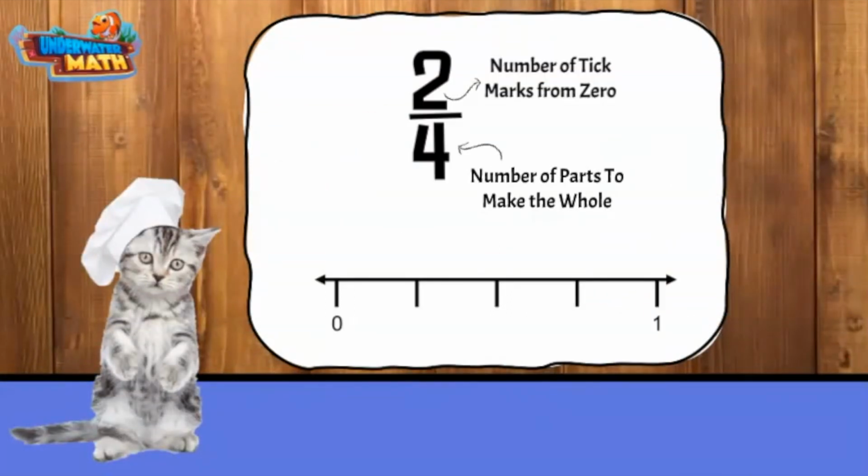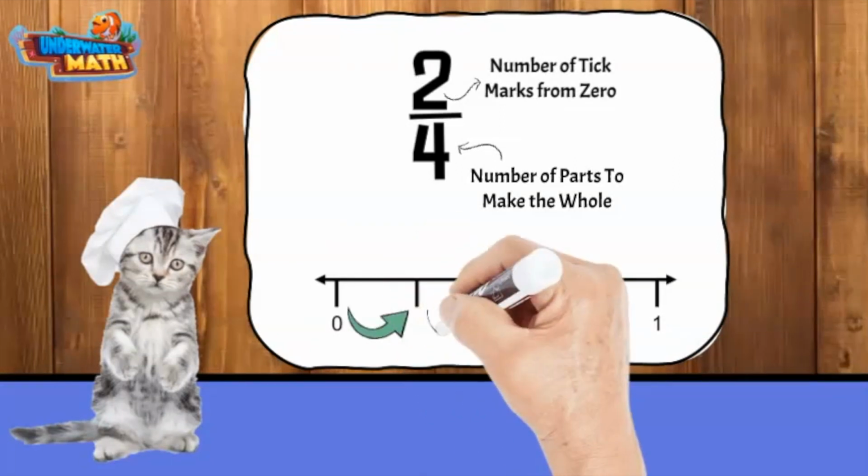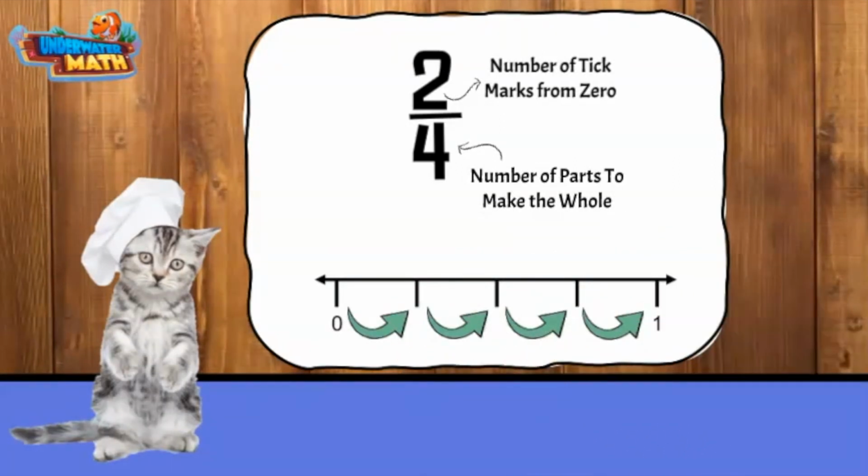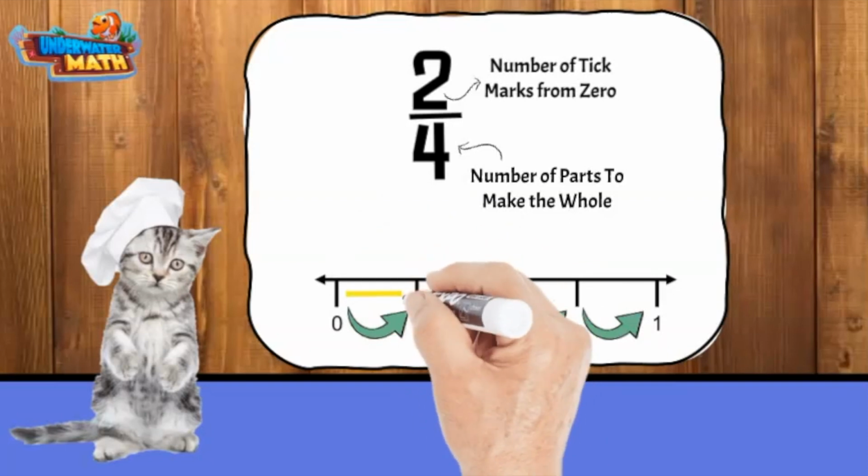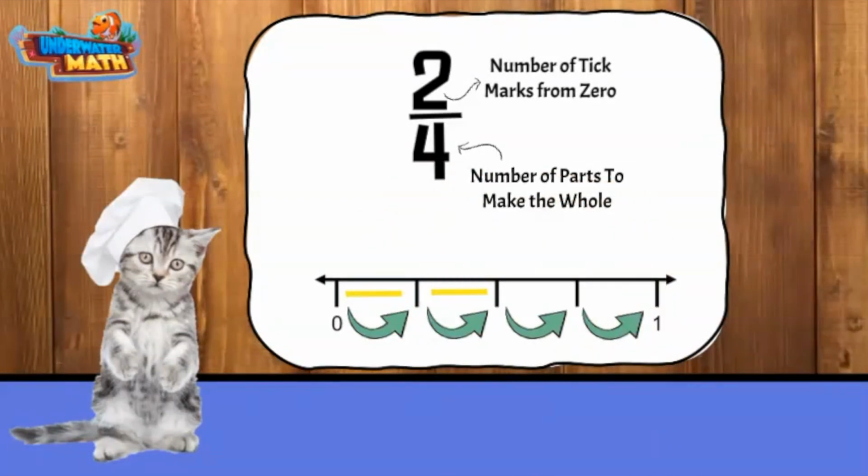Fractions can be represented on number lines as well. The denominator represents the number of tick marks it takes to make it to 1. There are 1, 2, 3, 4 parts. The position where an item is located represents the numerator. The item is positioned 2 tick marks from the 0.